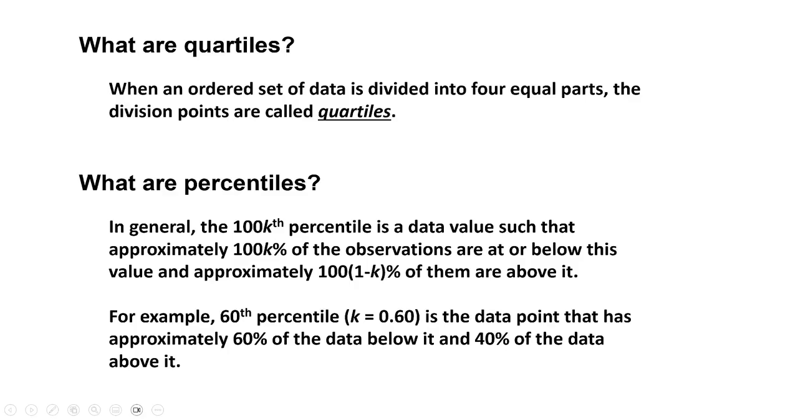Well, in general, the 100 times kth percentile, where k is a fraction between 0 and 1, is a data value such that approximately that percentage of the observations are at or below this value, and approximately 100 times 1 minus k percent of them are above it. So for the 60th percentile, k would be 0.6, and that would correspond to the data point that has approximately 60% of the data below it and 40% of the data above it.